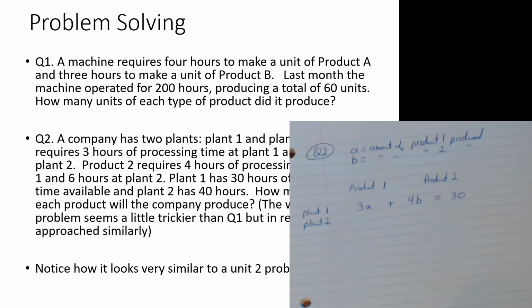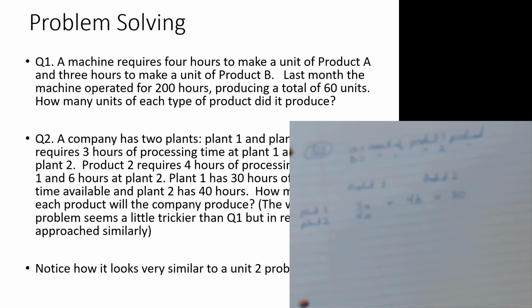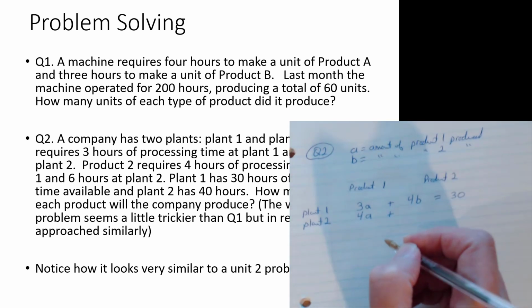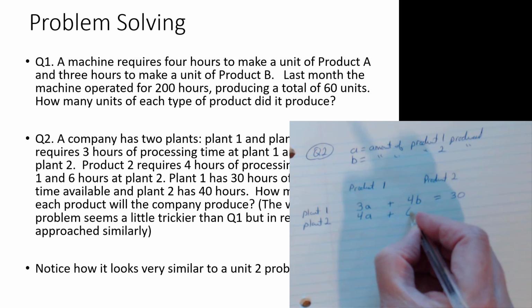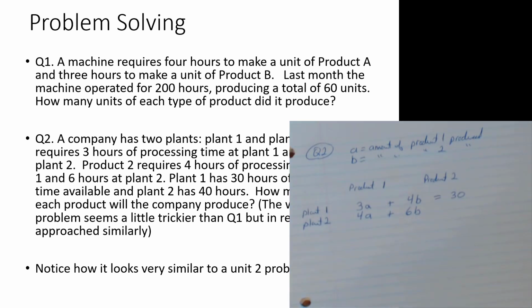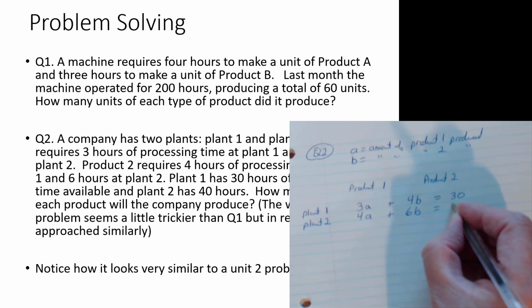And then I do the same kind of thinking with plant number 2. I see that at plant number 2, product 1 consumes 4 hours of time. Again, times the number of product A that we produce gives us the total amount of time that product 1 spends at plant number 2, plus the 6 hours of time that B, or product 2, spends at plant number 2. Now, how much plant number 2 time do we have? We have 40 hours.